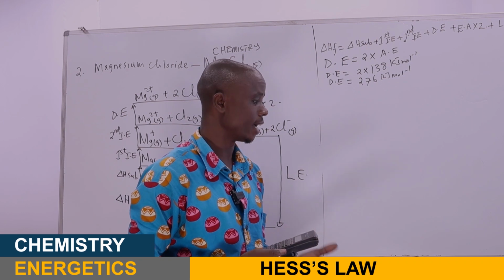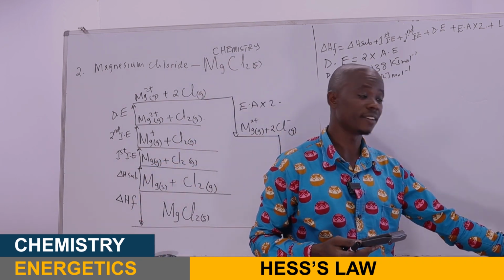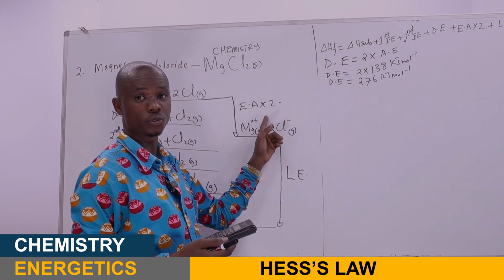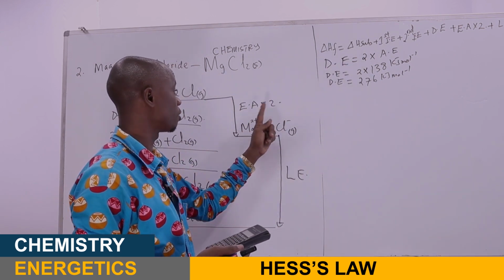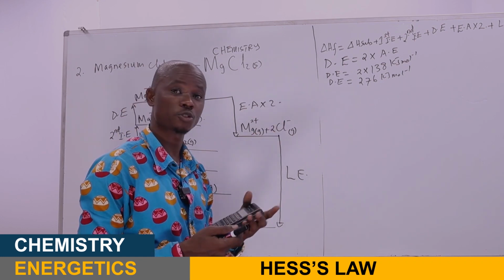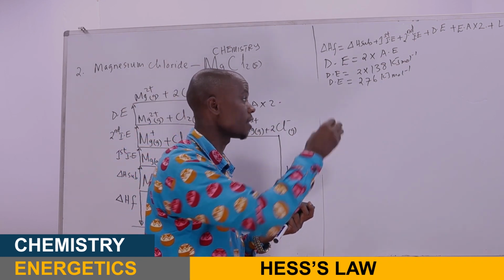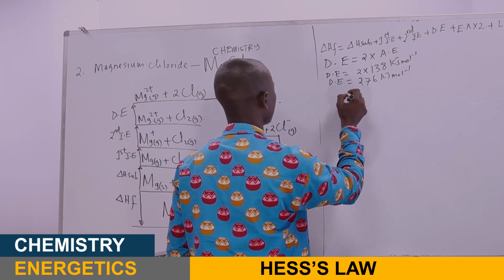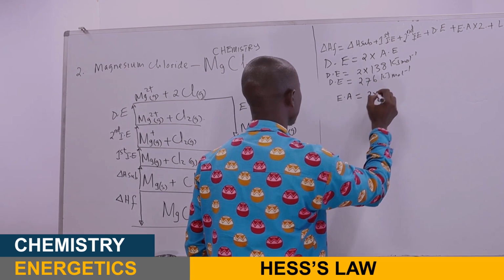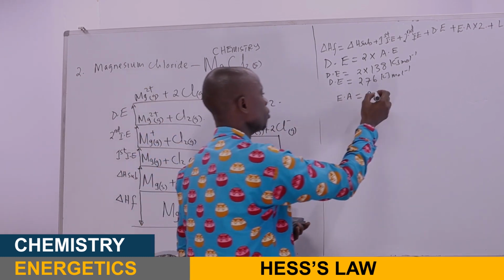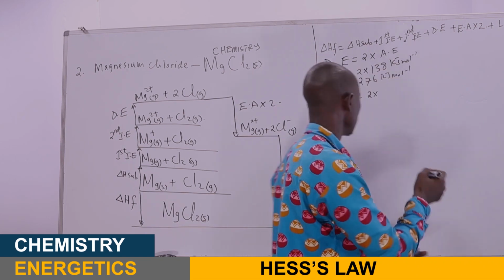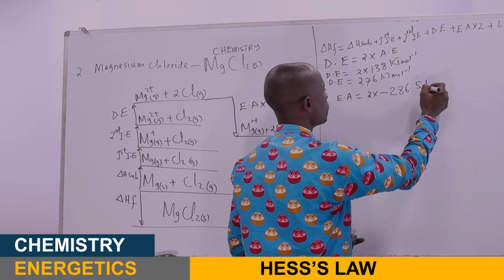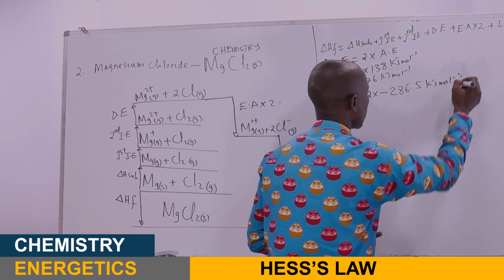Another thing that we're given, electron affinity. Electron affinity given is only for 1 mole. But here, there are 2 moles. That's why I told you it is important for you to multiply. So we also analyze that one in order to simplify our calculation. So electron affinity will be equal to 2, because there are 2 moles of chloride ions there, multiplied by the given value, which is negative 286.5 kilojoules per mole.